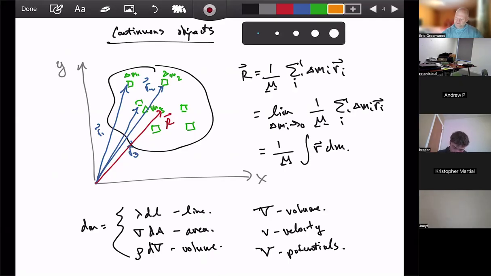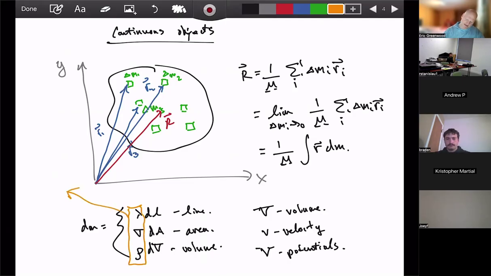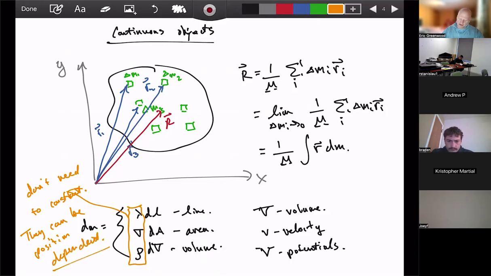So one thing to point out, just like we had pointed out in 205, is that these guys here don't need to be constants. So these don't need to be constant. They can be position dependent. So, for example, I may have a profile of the linear mass density of an object which increases as I move away, for example. So cool. So that's center of mass. That's pretty much about it.